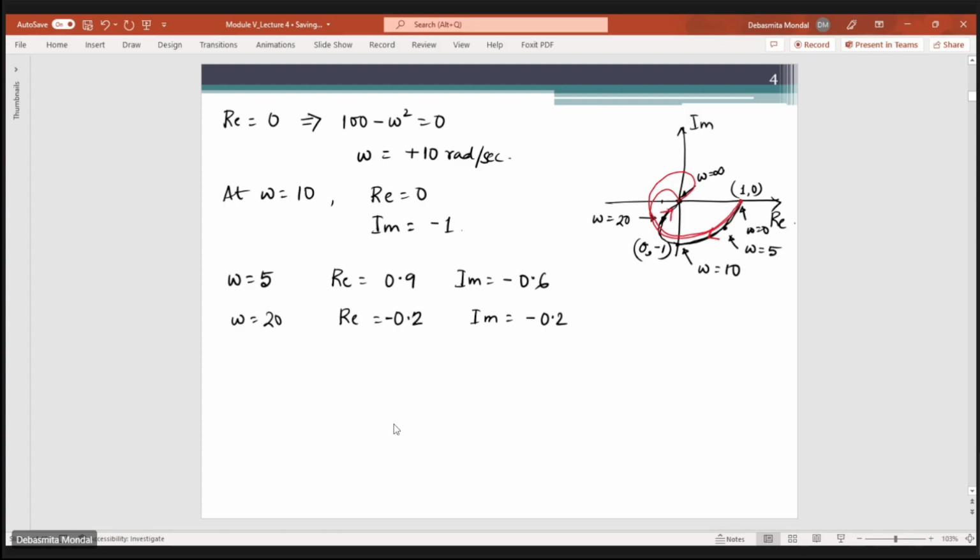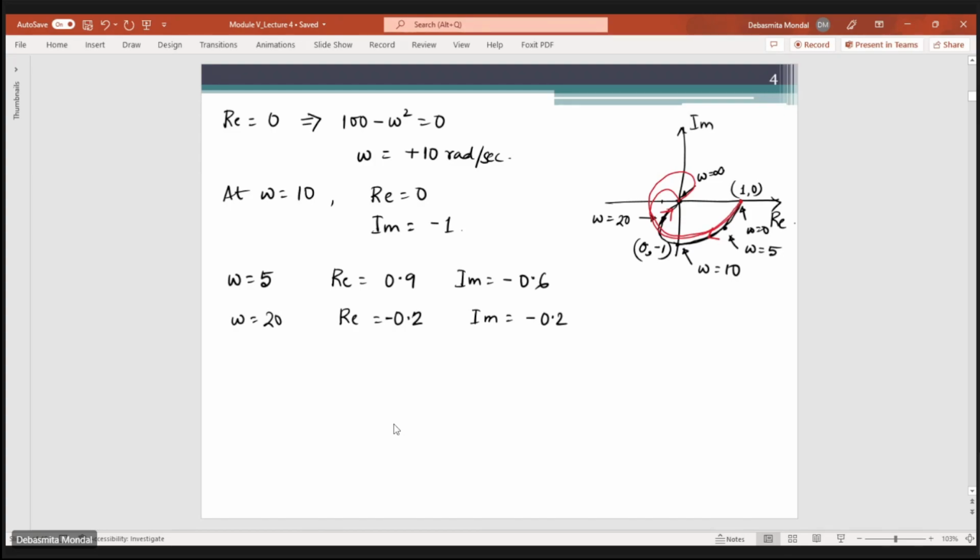This is how you plot the polar plot whenever you are given a transfer function. In case you have to draw the polar plot, you have to proceed in this way. And similarly, from the polar plot you can find out the values of the gain margin and phase margin.